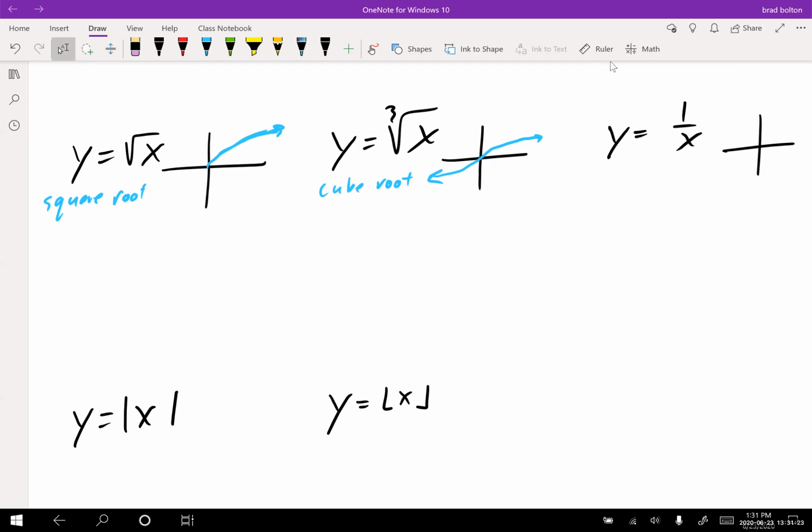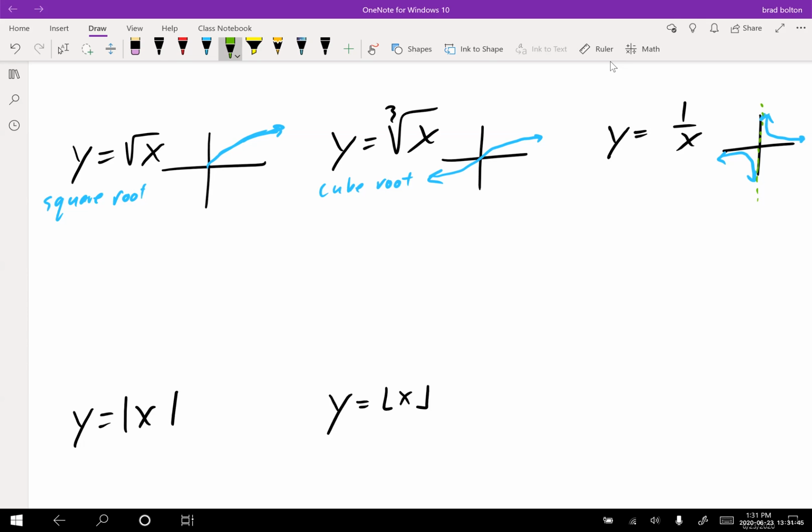This one is 1 over x. This one takes on a very particular shape. It goes like this, and then it goes like this. And there's actually an asymptote right here, and we'll talk about that more later on in the class: there's a value, x equals 0, that we can never get close to.